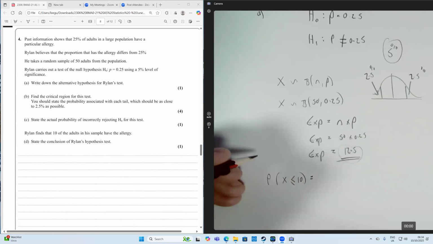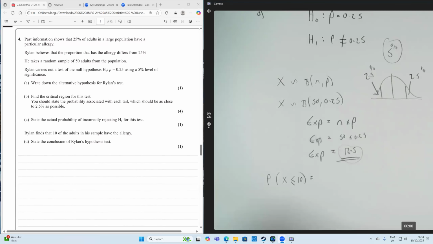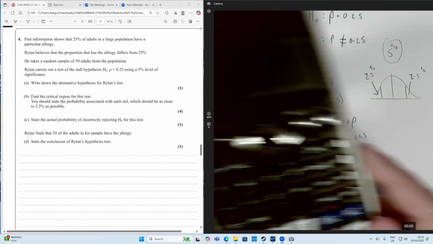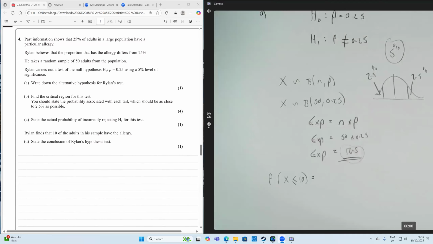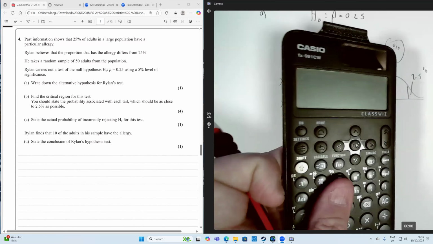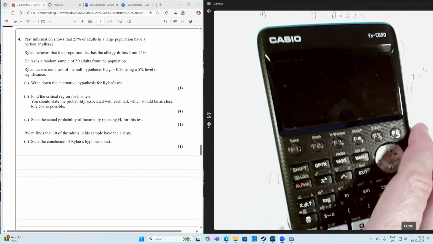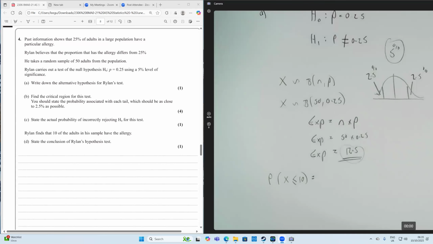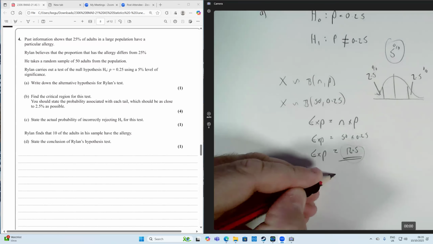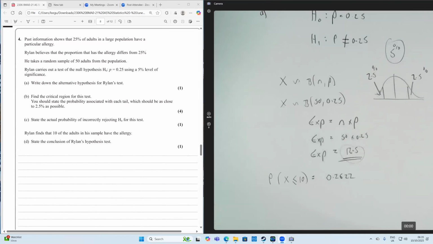Now when we calculate this in our calculator, remember we need to be using Binomial CD. There are so many different calculators that students are using these days. Some people are using this one being phased out, some people are using this new one, some people are using the CG50, some people are using the CG100. So there are lots of variants of calculators, but just remember Binomial CD is what we're looking at here. So when we work out the probability of X is less than or equal to 10, you should get 0.2622 for that one.